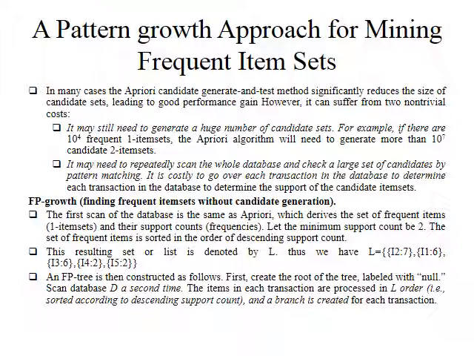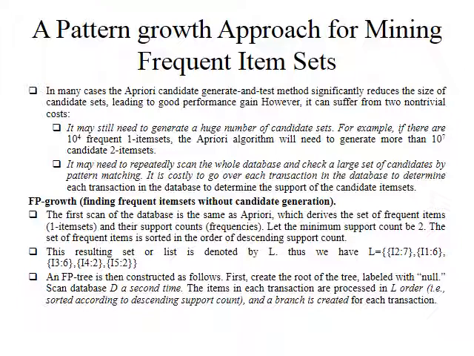The first one is that it may still need to generate a huge number of candidate sets. For example, if there are 10 to the power of 4 frequent one item sets, then obviously we need to build 10 to the power of 7 candidate two item sets. This is one disadvantage of Apriori. The second one is that it may need to repeatedly scan the whole database and check a large set of candidates by pattern matching. It is costly to go over each transaction in the database to determine the support of the candidate item sets. This is the second disadvantage of Apriori.